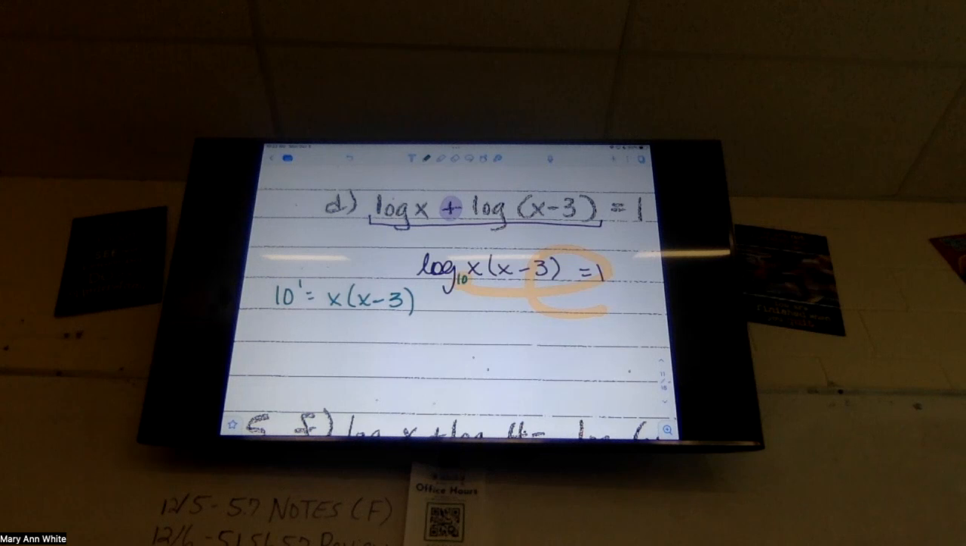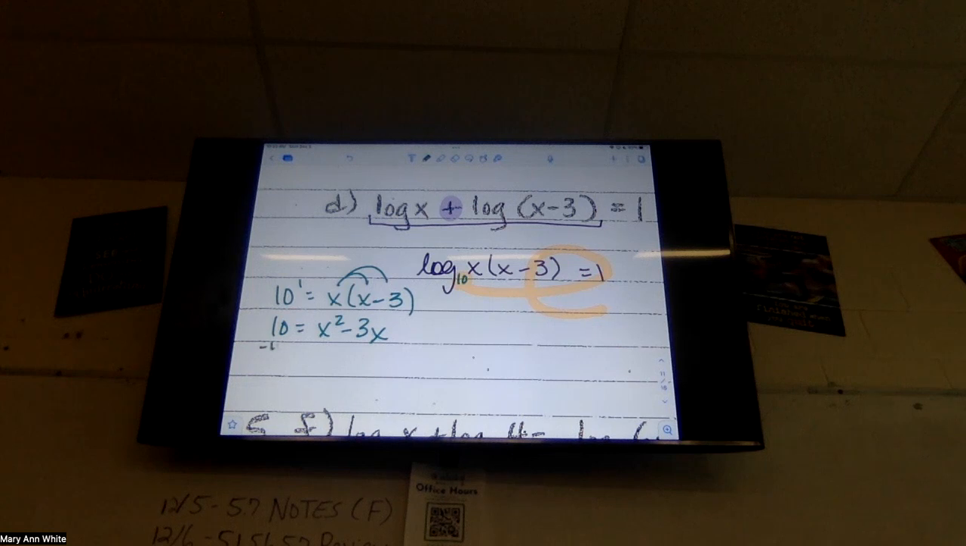Now, once I get here, sometimes we panic or we do some silly stuff. I want you to just multiply it out. Let's distribute that x to everything. I get 10 equals x squared minus 3x. And I want to get x by itself, but when I have an x squared term and an x term, I'm going to have to factor it.